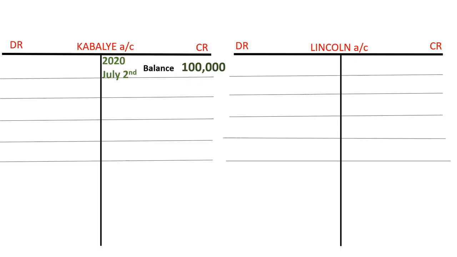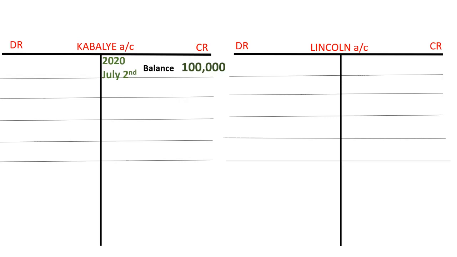But the process of doing that is, first of all, we need to close off Kabalia's account. Closing off Kabalia's account means we are going to debit the Kabalia account so that it is closed off. After debiting Kabalia account to close it off, then we shall go ahead and make the corresponding credit entry on the Lincoln account. This is what we are going to do, but we just don't do it direct. We first post these entries into the general journal.